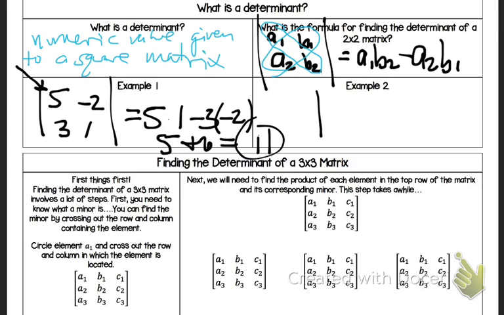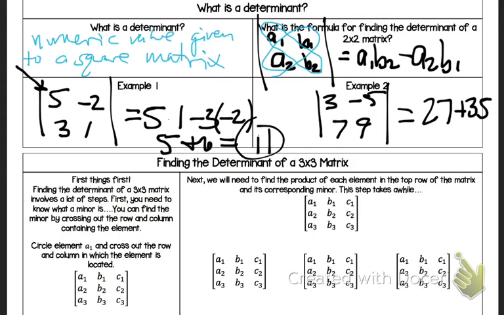Okay, another example. Let's do 3, negative 5, and 7, 9. Okay, so 9 times 3 is 27. Minus 5 times 7 is negative 35, so plus 35. And that gives us 62. So the determinant would be 62.